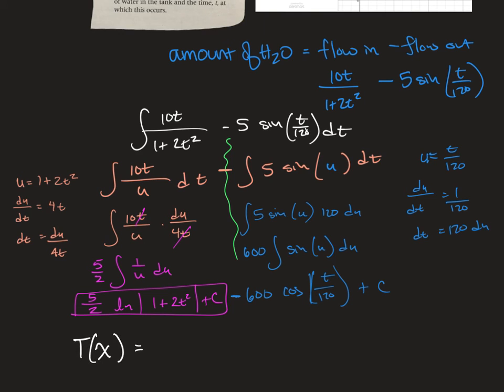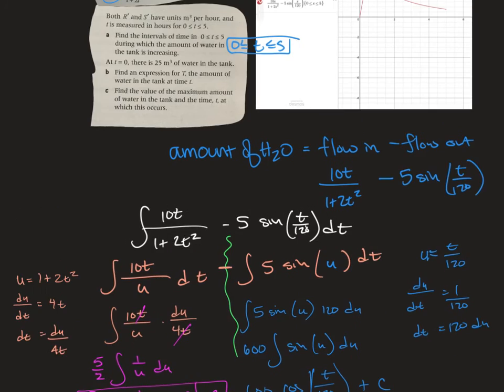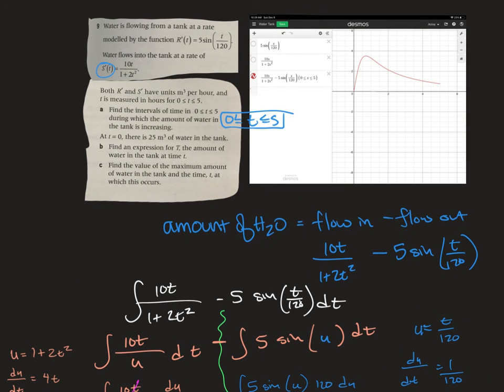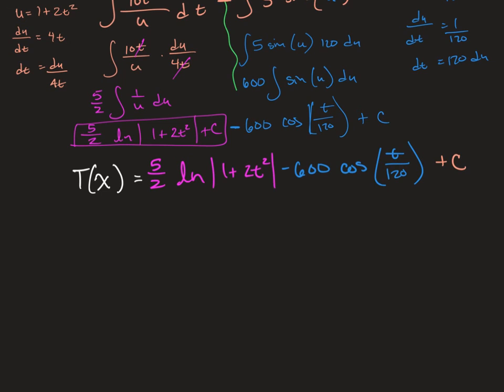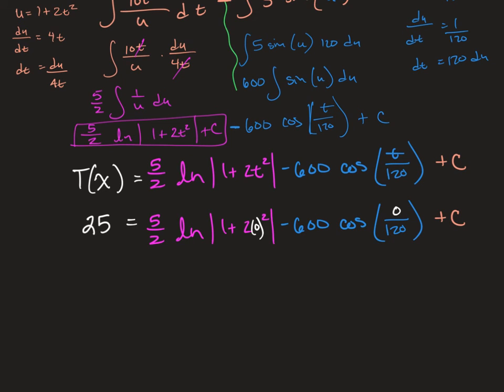is equal to that. And then we were given at the very beginning, if you go back to your actual problem, that at t equals 0, there's 25. So that gets us the point 0, 25. So we could then start solving for c. All I've done here is plugged in 25 and 0.